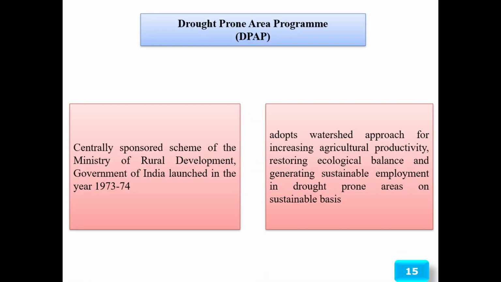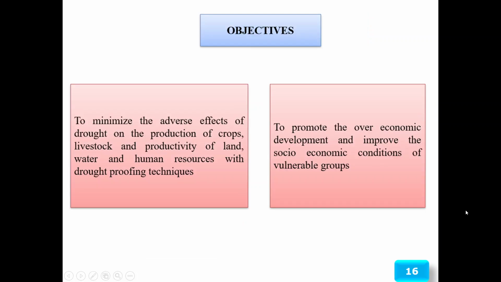So the Drought Prone Area Programme. A centrally sponsored scheme of the Ministry of Rural Development, Government of India, launched in 1973-74. It adopts watershed approaches for increasing agricultural productivity, restoring ecological balance and generating sustainable employment in drought-prone areas on a sustainable basis. The objective of the programme is to minimize the adverse effect of drought on the production of crops, livestock, and the productivity of land, water, and human resources with drought-proofing techniques. It will promote overall economic development and improve the socio-economic condition of the vulnerable groups.